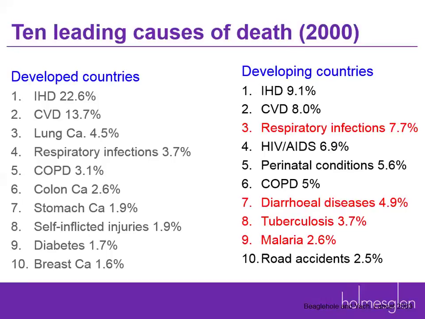Respiratory infection, 7.7 to 3.7. Still in the top 10. You ever heard of anybody dying of diarrhea in Australia? Dysentery? It happens. Oh, it sometimes happens in Australia, but pretty rare. In other countries, 4.9 in 2000.